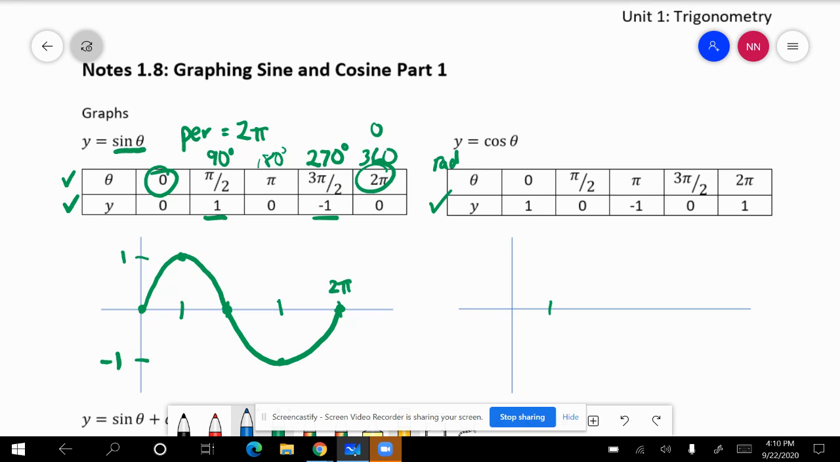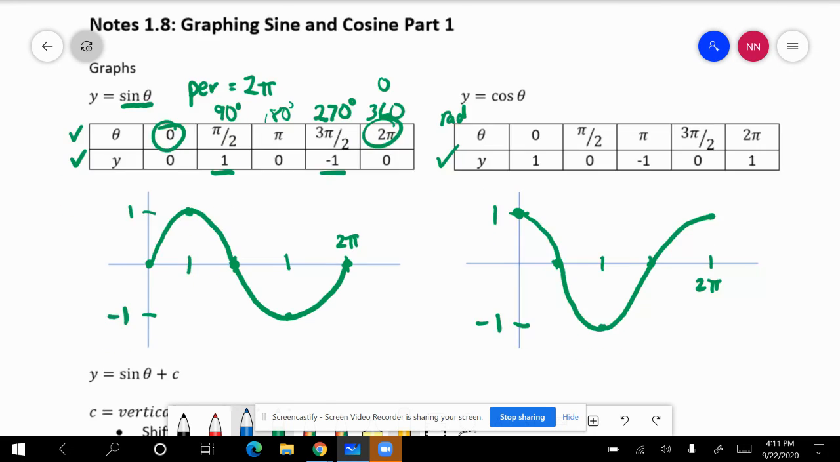Once again, this is our parent equation, so all the cosine values are going to be based off of this right here. It's ending at 2 pi, and just like sine, the highest is 1 and the lowest is negative 1. With cosine, though, it starts at 1, then it goes to 0, negative 1, 0, and back up to 1. So when we graph this, what we get is something that looks like this.